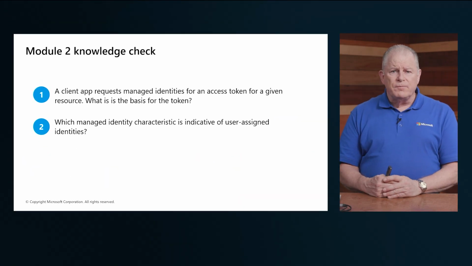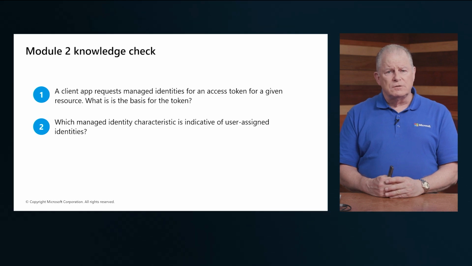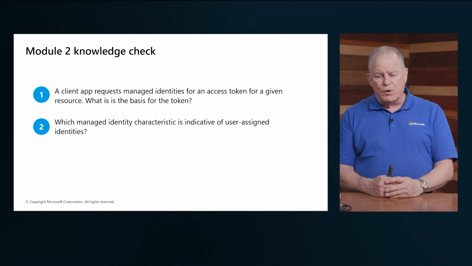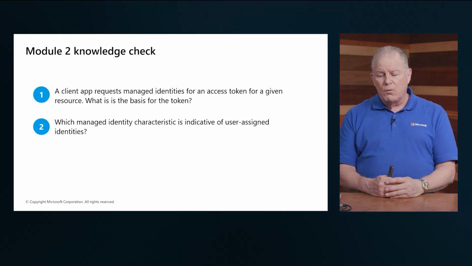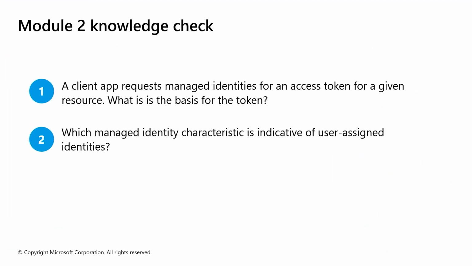So a quick module, let's do a knowledge check to close it out. Question number 1, a client app requests managed identities for an access token for a given resource. What is the basis of the token? So that would be the access of the managed identity, would be the access for the resource. Question number 2, which managed identity characteristic is indicative of user assigned identities? Go ahead and pause the screen.